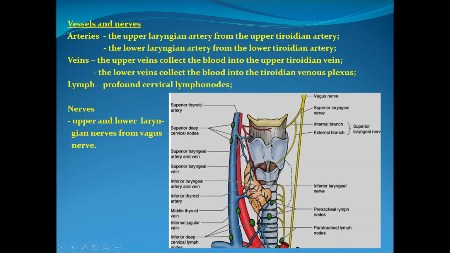The venous blood is collected by the veins, which go into thyroidean veins. These thyroidean veins finally go to the jugular vein, and you can see here a few lymph nodes, cervical lymph nodes, cervical because we are in the neck region. And innervation is realized by the laryngeal nerves from the vagus nerve. You can see here the vagus and laryngeal nerve.